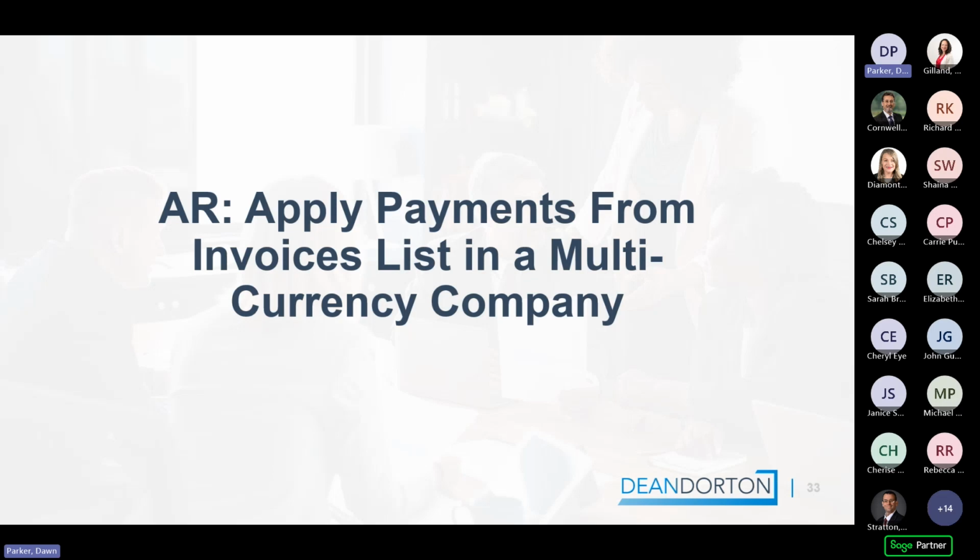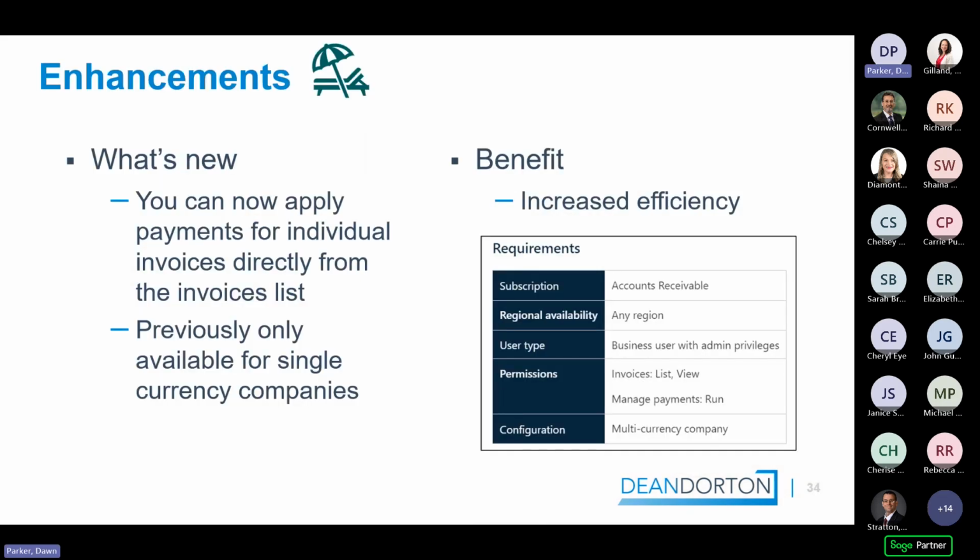Okay, also in accounts receivable, you can apply payments from the invoice list in a multi-currency company. When an invoice has a state of posted and meets the following conditions, the invoice was created at the same entity level in which you are viewing the invoices, and the amount is a positive amount, then you can now apply payments for individual invoices directly from the invoice list. Previously, this was only available for single currency companies. The change here is that it is now available for multi-currency companies, and it increases your efficiency.